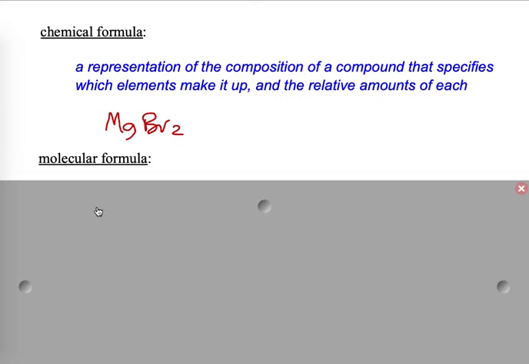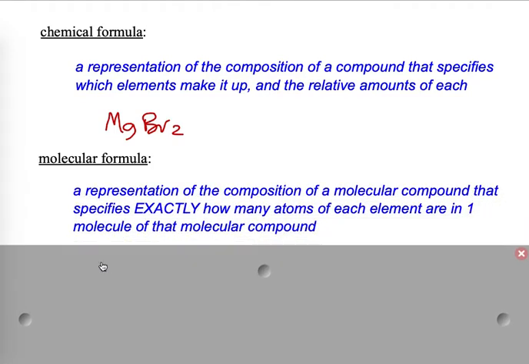On the other hand, a molecular formula is more specific. A molecular formula is a representation of the composition of a molecular compound that specifies exactly how many atoms of each element are in a single molecule of that molecular compound.